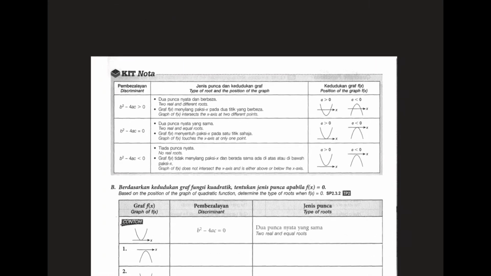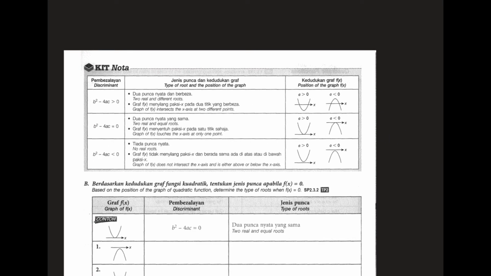On this page, we are going to learn about the discriminant. The discriminant is b squared minus 4ac. If b squared minus 4ac is greater than 0, that means there are two real and different roots. So you should expect the graph to intersect the x-axis at two different points that represent two different roots. And we have two kinds of graph. If the coefficient of x squared, which is a, is greater than 0, then the graph is a smiling face graph, or else it is a sad face graph.